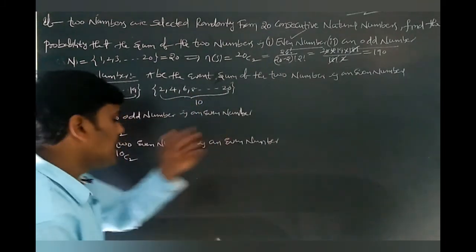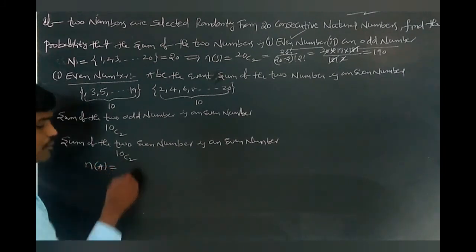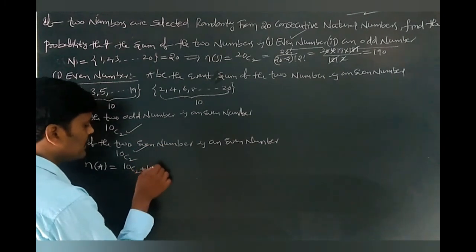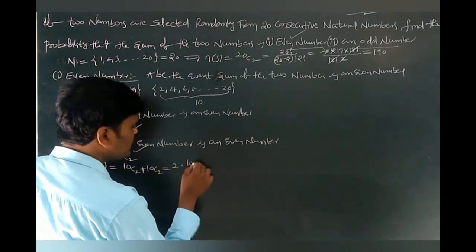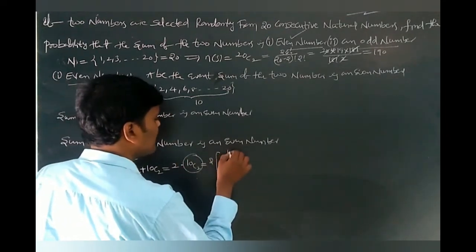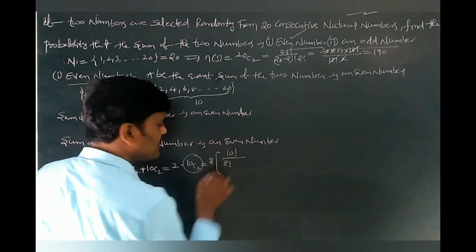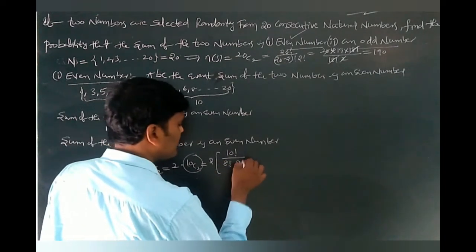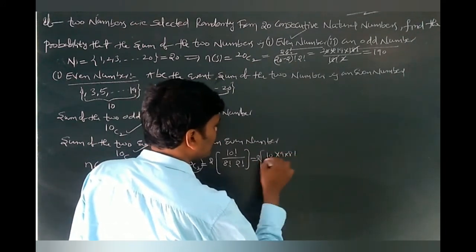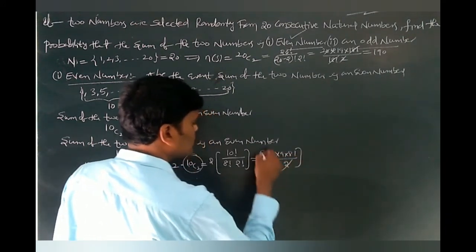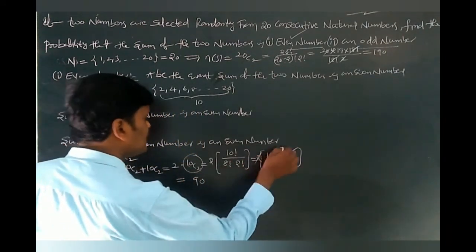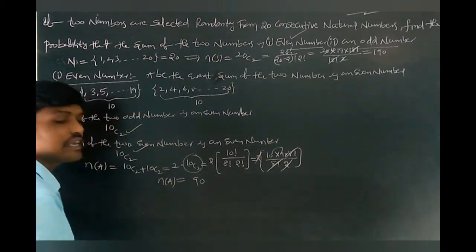Therefore, the number of possible outcomes is 10C2 plus 10C2, how much? 10C2 plus 10C2 is 2 into 10C2. You can find this value. 2 into 10C2 is 2 into 10 factorial by (10 minus 2), that is 8 factorial into 2 factorial. You can write 2 into 10 into 9 into 8 factorial by 8 factorial into 2, cancel and you get the answer. Remaining, 10 nines are 90. This is the value of n(A).